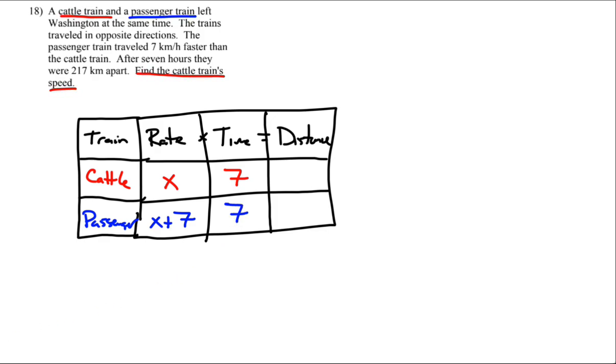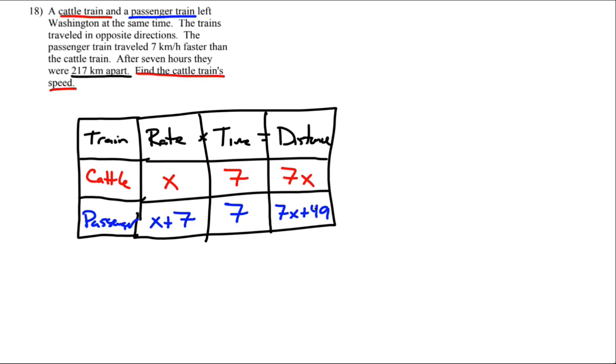Then what we know is that the distance of the cattle train is the rate times time, so x times 7 would just be 7x. And the distance of the passenger train is 7 times (x plus 7). So if I distribute, 7 times x equals 7x, and 7 times 7 equals 49. And it tells us here that after 7 hours, they're 217 kilometers apart.